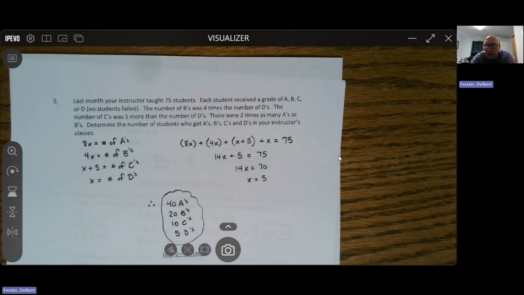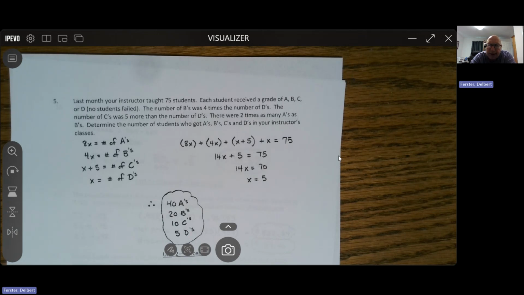It says there are 2 times as many A's as D's, or I'm sorry, A's as B's. B's, if you remember, were also based on D's. So I think we're going to be okay. Let's let X represent the number of D's. Now we'll take those verbiages and try to represent the other letter grades.